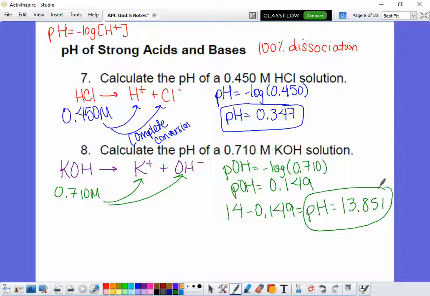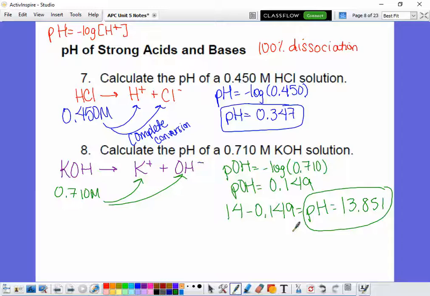So let's look back at our two answers for these problems. Do our pH answers make sense for what the substances are? For our first one, our pH was 0.347. That's very acidic, which makes sense because this is an acid. This pH is very basic for the second problem, which makes sense because it's a base. Cool? That should be real easy.